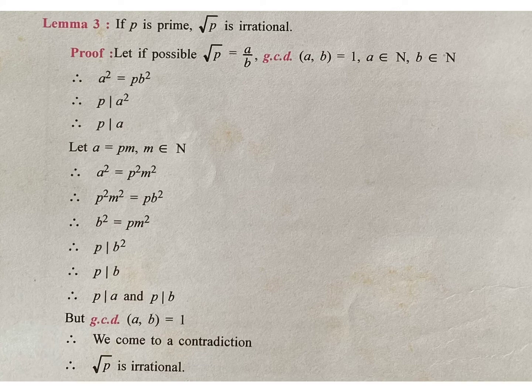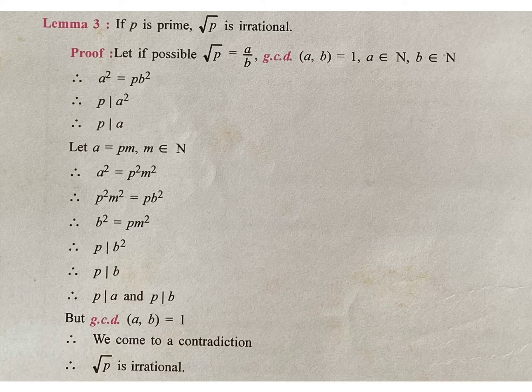On squaring, we get p is equal to a square by b square. So we can write a square is equal to pb square. So here a square can be written in terms of p. So p is a factor of a square. Therefore, p is also a factor of a, and we can write a in terms of p. So let a is equal to p into m, where m is any natural number.